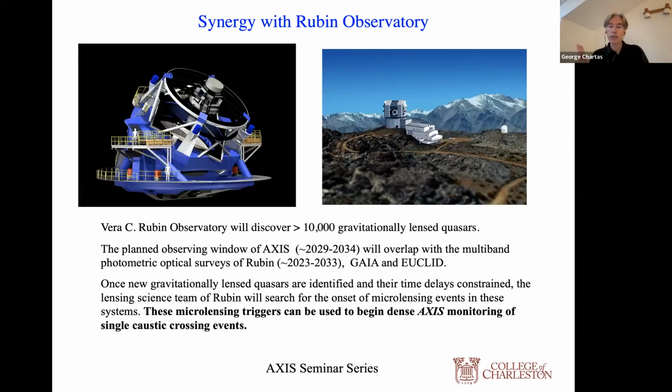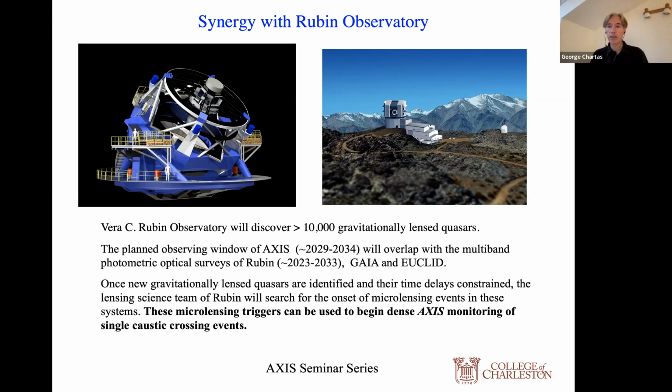Two synergies quickly. The synergy of AXIS with the Rubin Observatory is very important. Right now, we only know about 300 lensed quasars. Rubin will discover 10,000. This will be an explosion. A new field will be created.